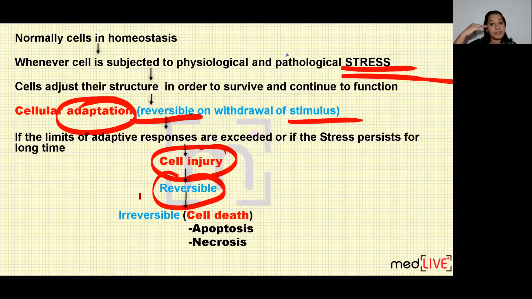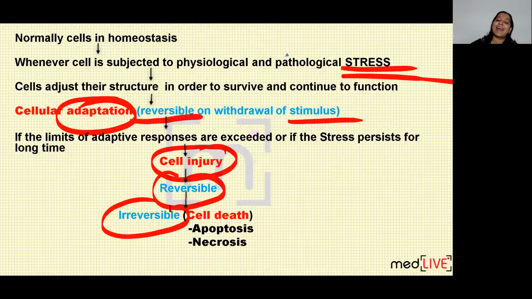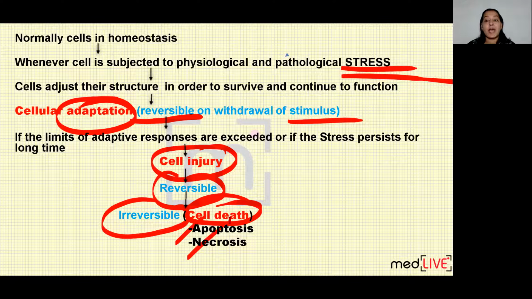But after a certain point, we can say point of no return, the cell undergoes irreversible cell injury. Irreversible cell injury, also known as cell death. Cell death is of 2 types, apoptosis and necrosis. So today we are going to discuss apoptosis. So can I say apoptosis is a type of cell death? Yes or no? Or can I say apoptosis is a type of irreversible cell injury? Irreversible cell injury are also known as cell death. So there are 2 mechanisms of cell death, that is apoptosis and necrosis.